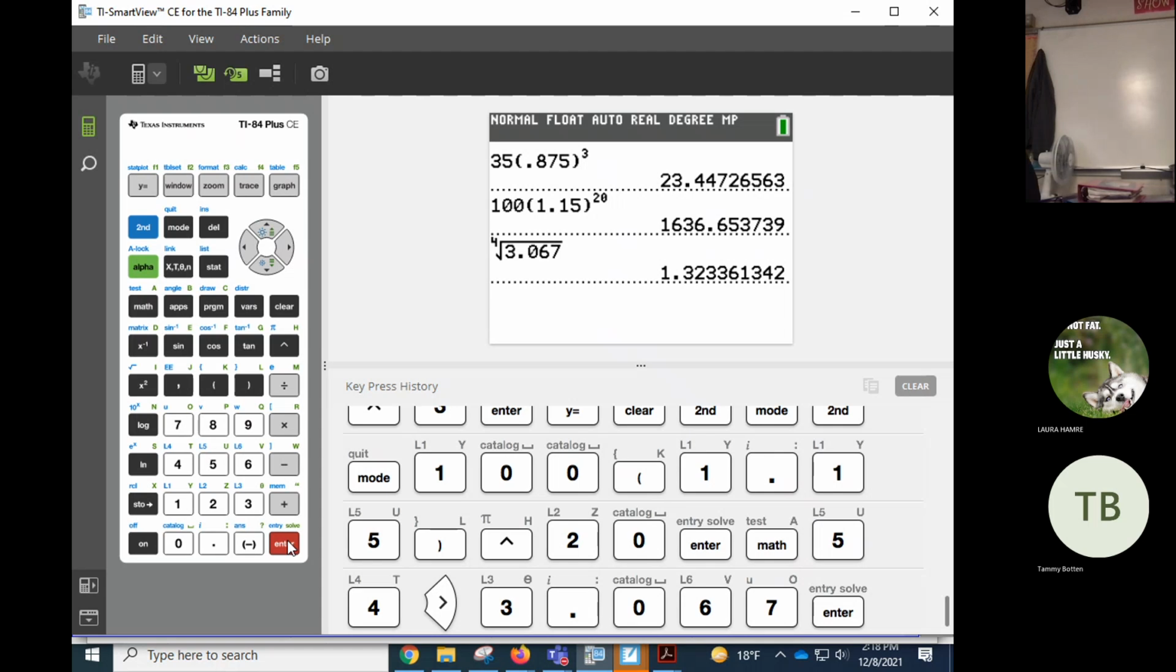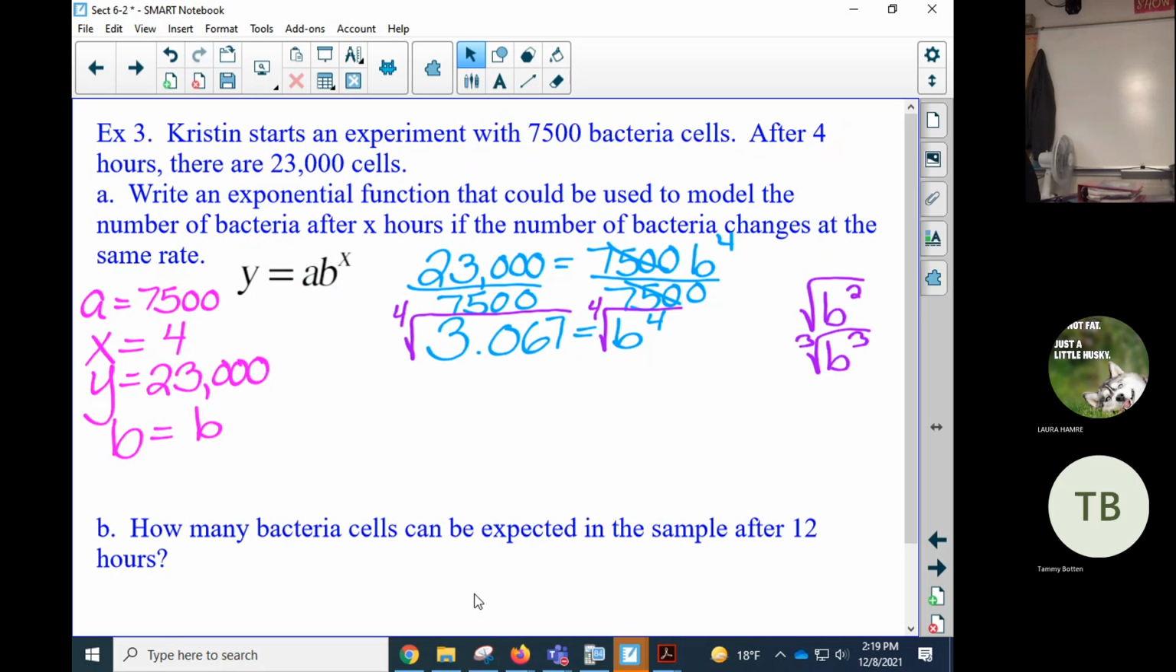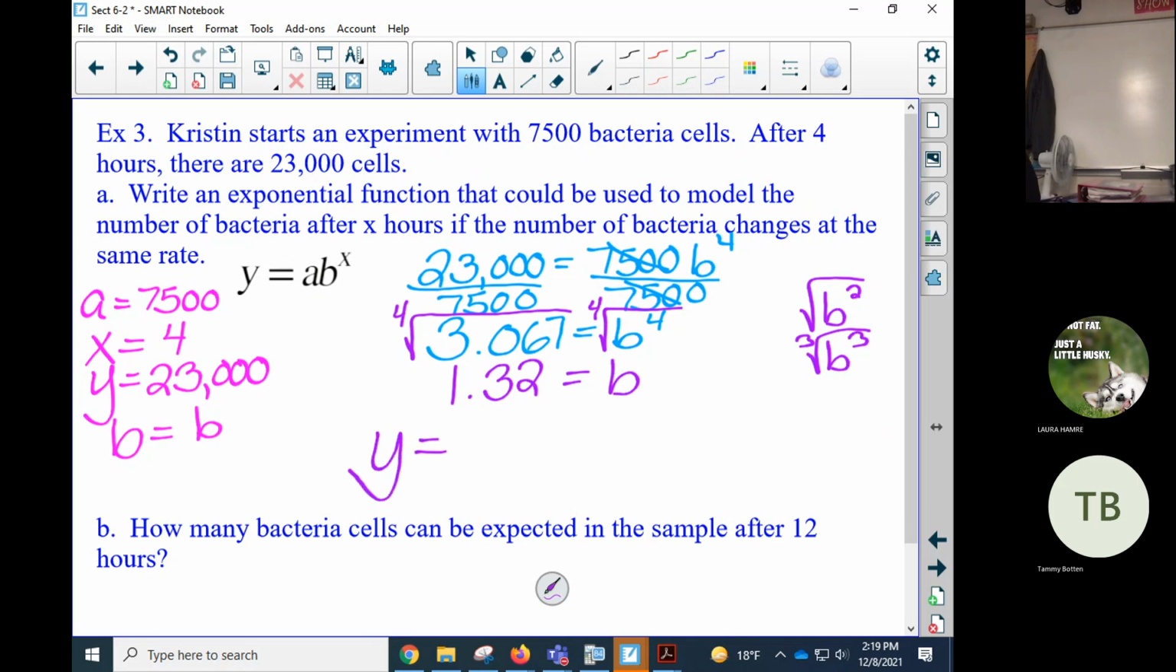All right. So now if we go back to our notes, right here, what we just found is what B is. And B is 1.32, okay? What they want is that exponential function written. So we're gonna write it out. It's y equals, A is what we started with, which we're still gonna use, the 7,500.